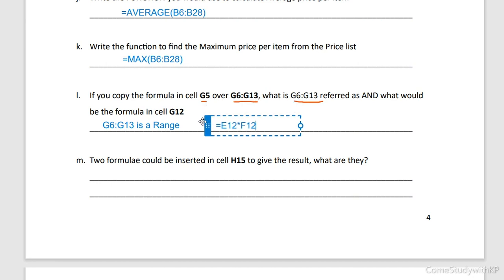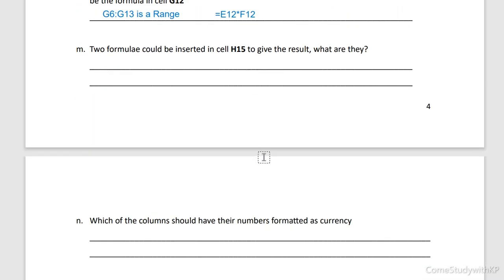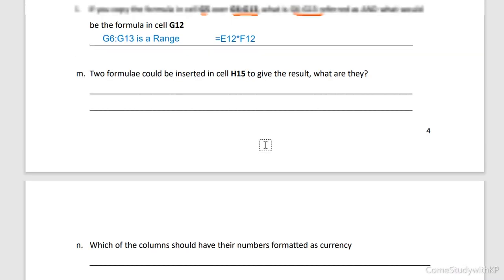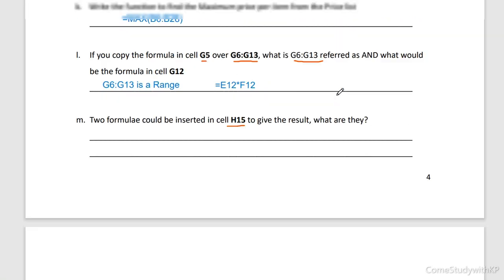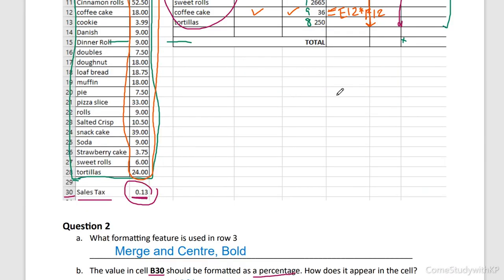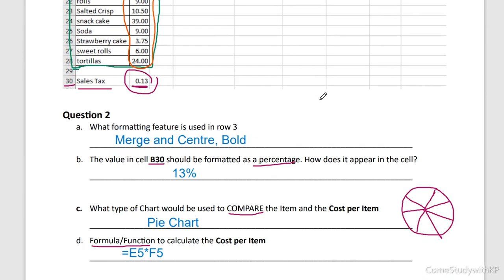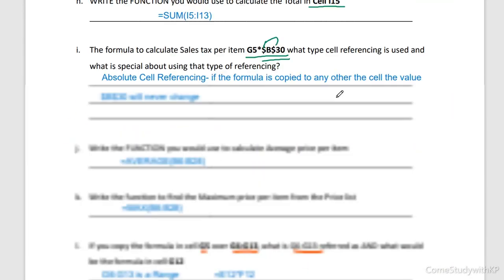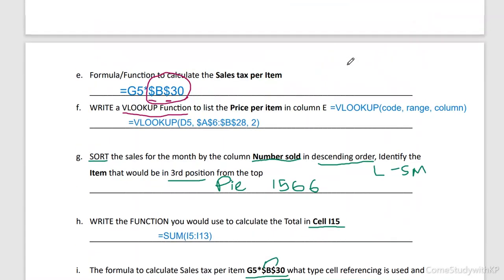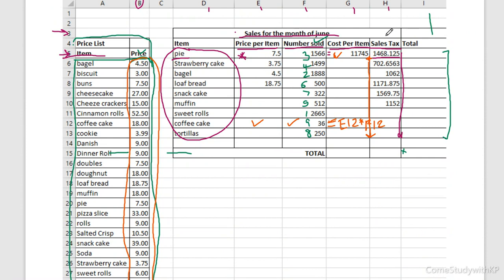Not too bad, right? I hope we're following. Just 3 more questions to go, and then we're done. Two formulas could be inserted in H15 to give the results. What are they? Remember, we have to keep going back to the grid. It's spreadsheets. So we need to find H15. H, and we're going to 15. Where is H15? H15 would be in this cell.